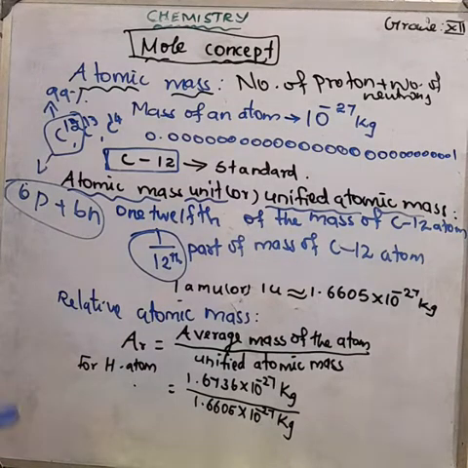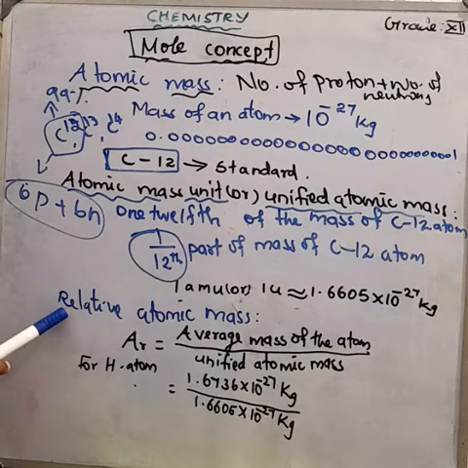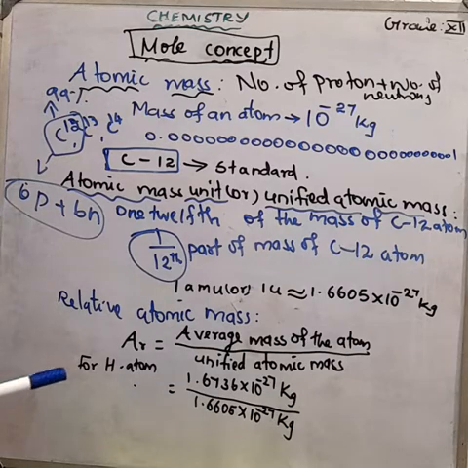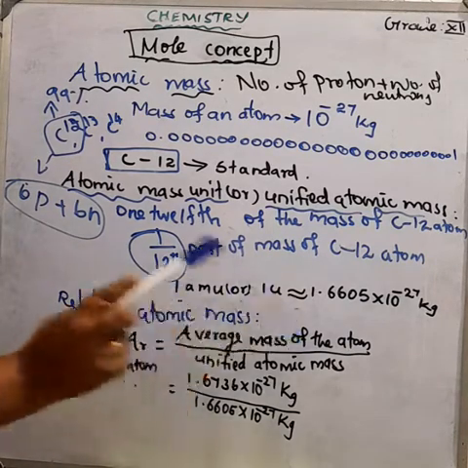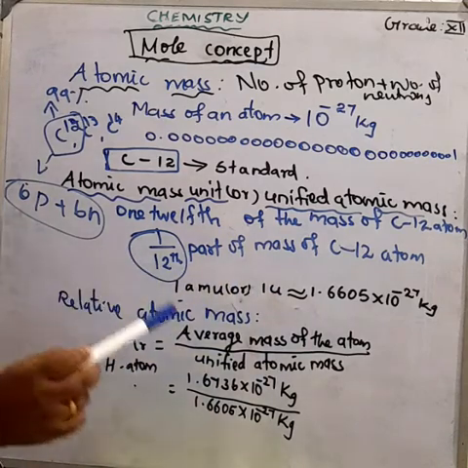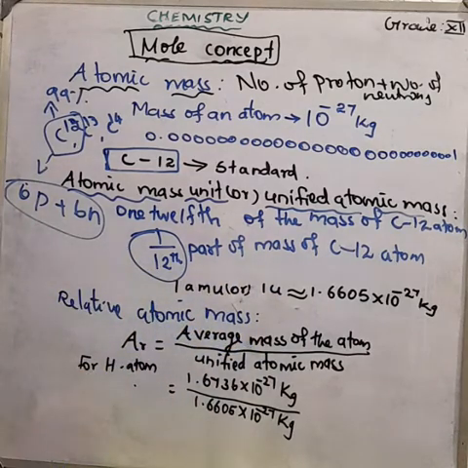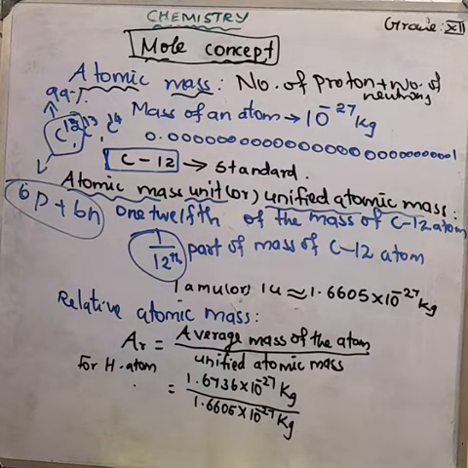Using this scale, scientists developed the relative atomic mass, which is defined as the ratio of the average atomic mass to the unified atomic mass. Why are they taking the average? Because most of the elements exist in isotopic forms. It is not in one atom form; one element exists in two or more forms. That is called isotope.